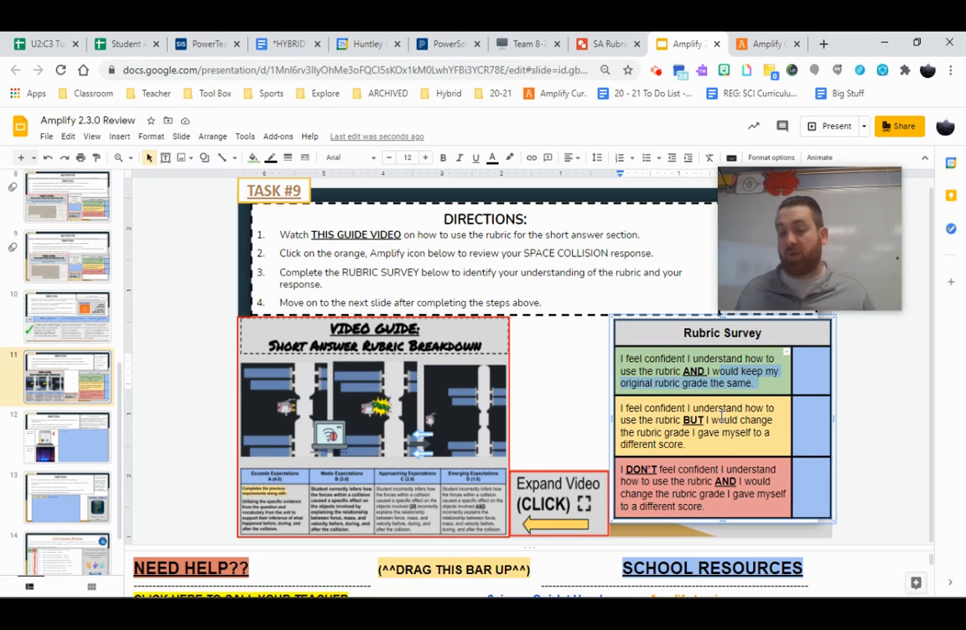Would you change your grade to a different score? So maybe you gave your score a little higher, but you looked at mine and you're like, oh, that's a much better one. Or maybe you gave yourself a little lower score, but hey, yours looks like mine. You deserve a higher score, and so on.